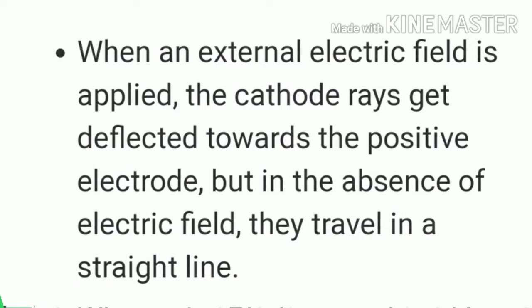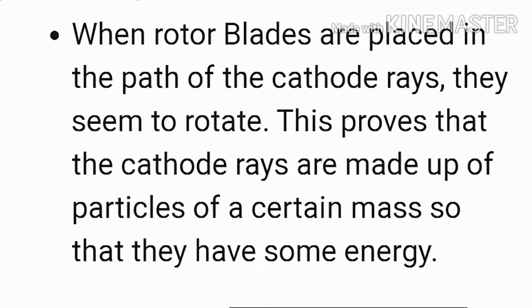When an external electric field is applied, the cathode rays get deflected toward the positive electrode, but in the absence of an electric field, they travel in a straight line. When rotor blades are placed in the path of the cathode rays, they seem to rotate. This proves that the cathode rays are made of particles of a certain mass, so that they have some energy.